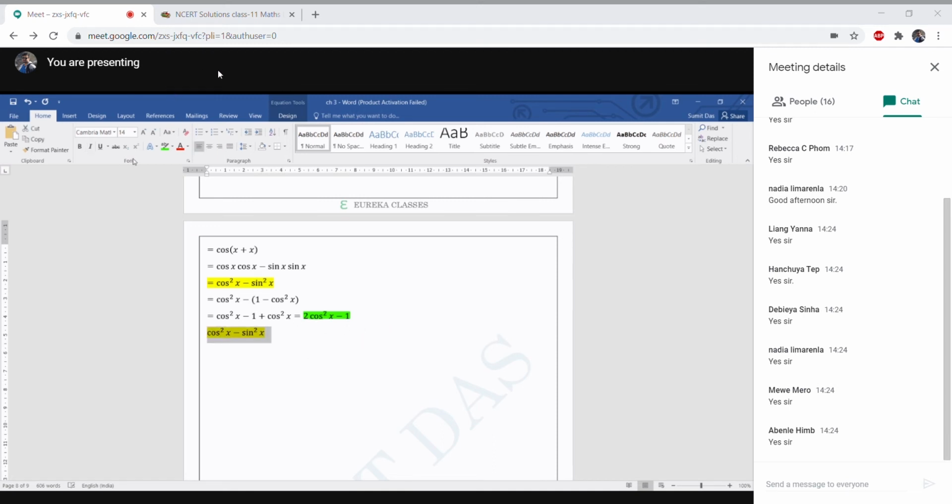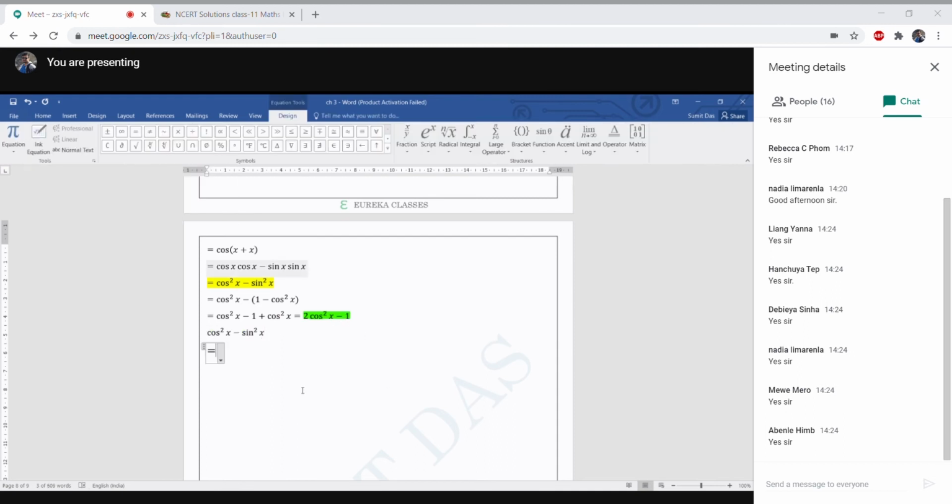Again, we are coming from here, cos square x minus sin square x. Next, what I will do? Now, I'll replace cos square with 1 minus sin square x. I'm replacing this cos square with 1 minus sin square x.